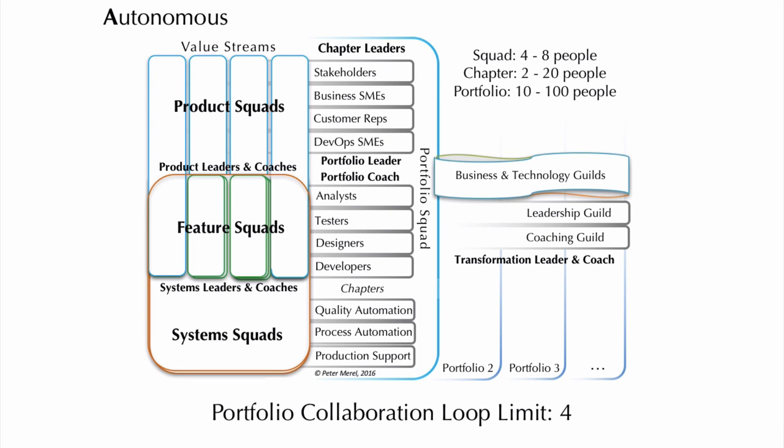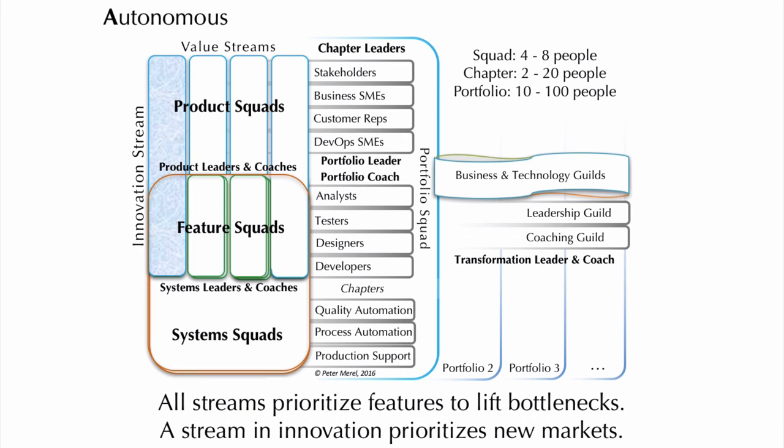This portfolio model also supports continuous innovation. As a value stream matures, Kano effects inevitably cause diminishing return on investment. As a portfolio squad is responsible for maximizing bottom line throughput, it can flip any bottleneck stream into innovation mode. Or it may refactor squads from the existing streams into a new steel thread stream in innovation mode.